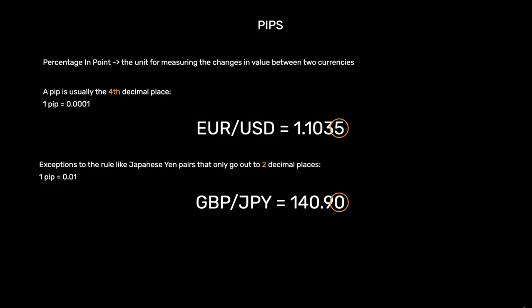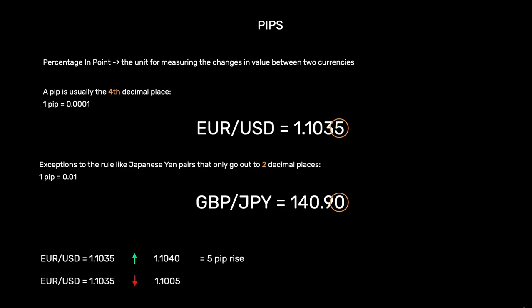So let's do a quick little pip quiz. If euro dollar rises from 1.1035 to 1.1040, how many pips has that gone up by? Pause the video now if you want to write that down. And the correct answer is 5 pips. Okay, pretty simple. Let's do another one.